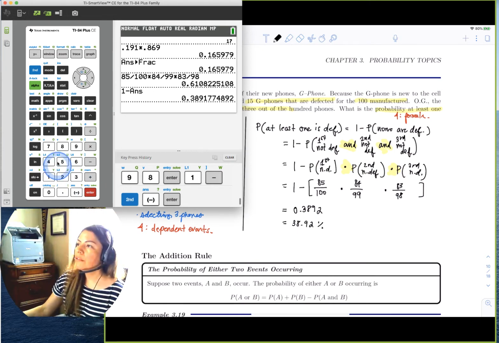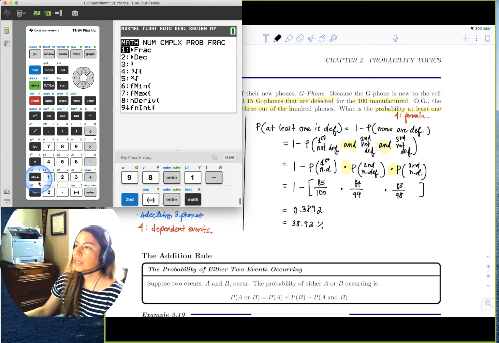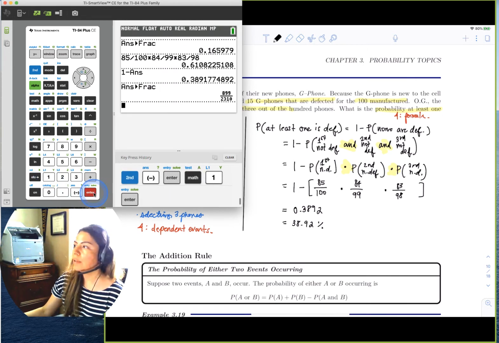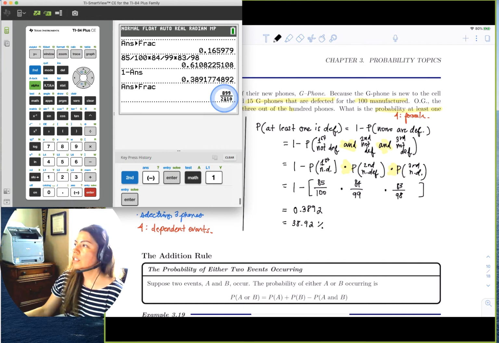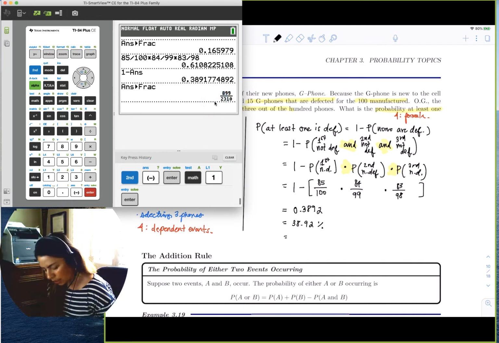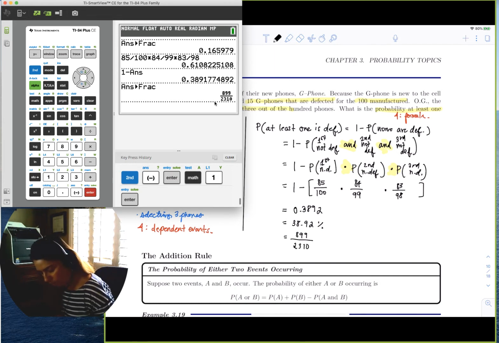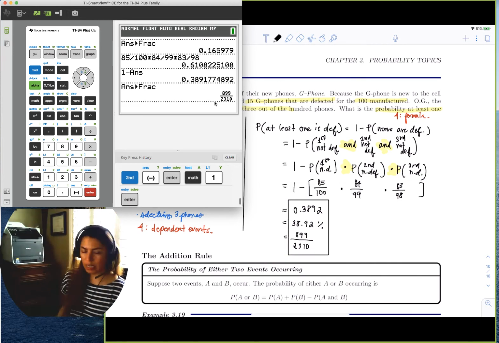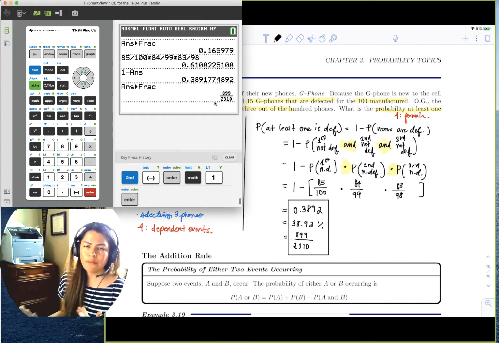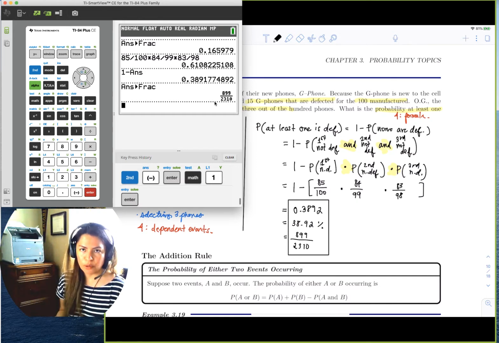Okay, and if you wanted a fraction, we could go to math, go to frac, and it may not give us a fraction, but notice that this time it did, and so that's great. So we could also say this is 899 out of 2310. So it just depends how they're asking for the answer. In this case, with this type of application, like with cell phones, I definitely think it's going to be asked for a percentage. I think OG would want to know the percentage.